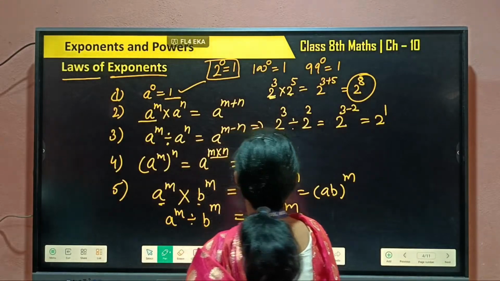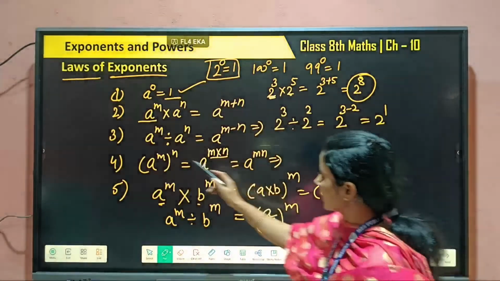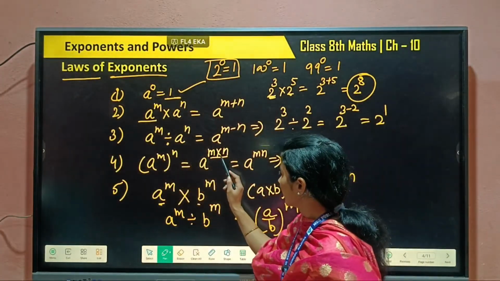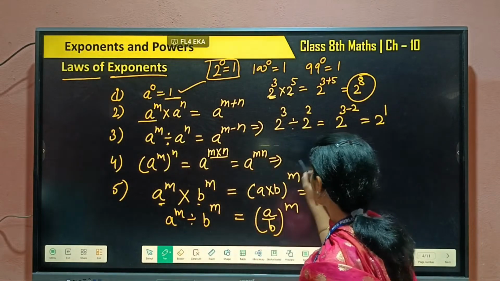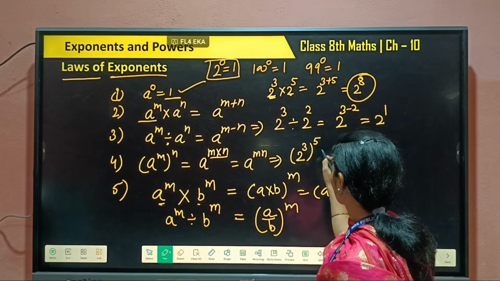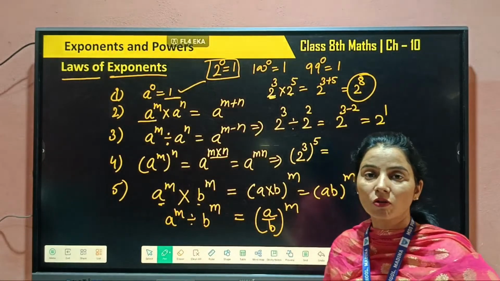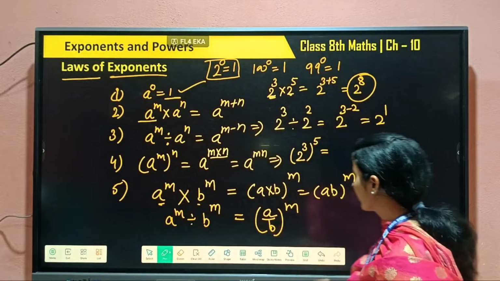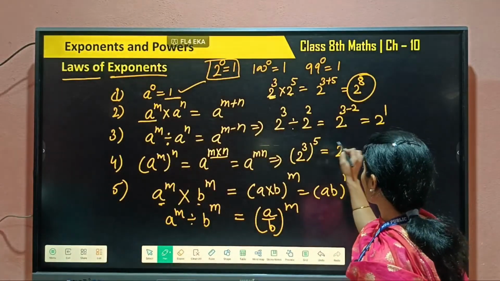Next is a raised to power m, then its power n. That means the powers will multiply. Like 2 raised to power 3 and then its power 5. 2 raised to power 3, then whole power is 5. Then it will be 2 raised to power 3 fives are 15.